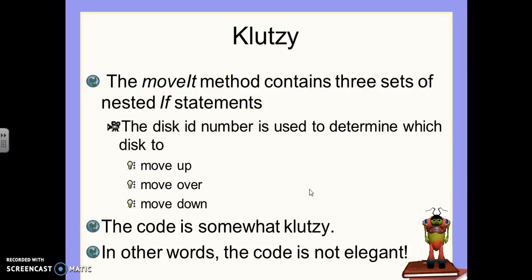All right, a klutzy version. Let's take a look at klutzy here a second. The move it method contains 3 sets of nested if statements. Disk ID number is used to determine which disk to move. We've got move up, move over, and move down. Those are the 3 movements that the disk is going to use. The code is somewhat klutzy. It's not considered elegant. So how do we clean this up to make it elegant code?